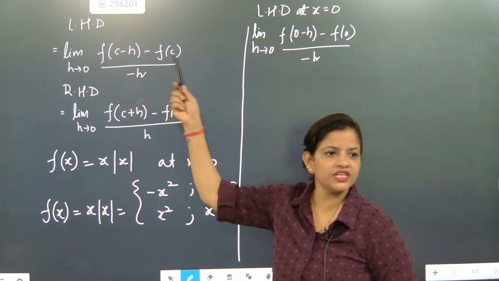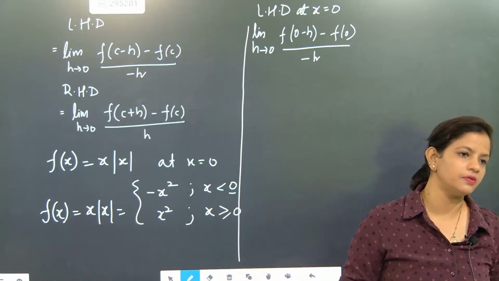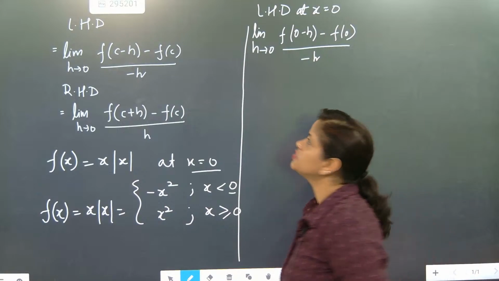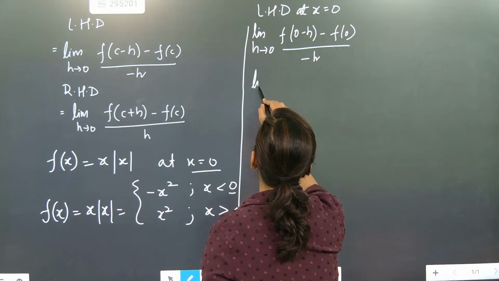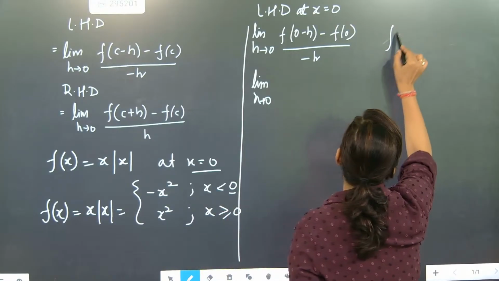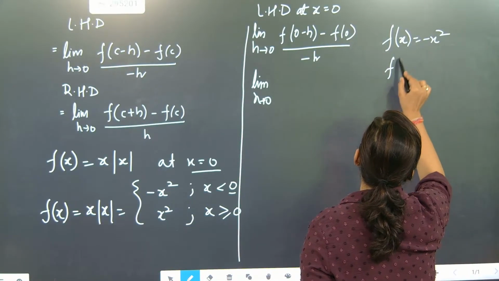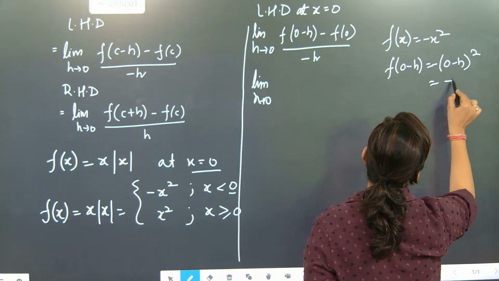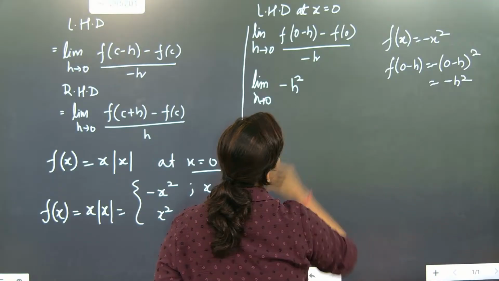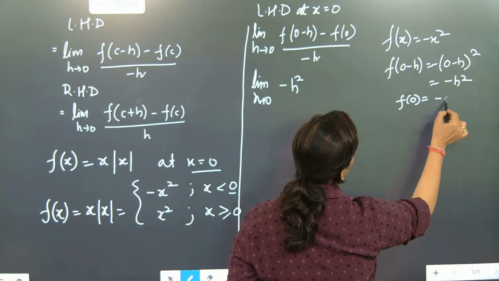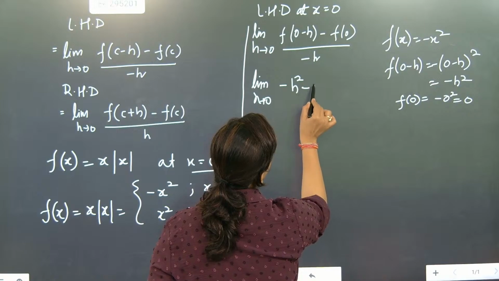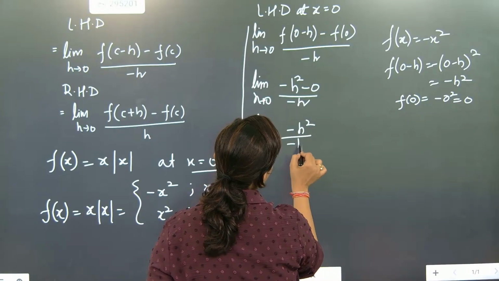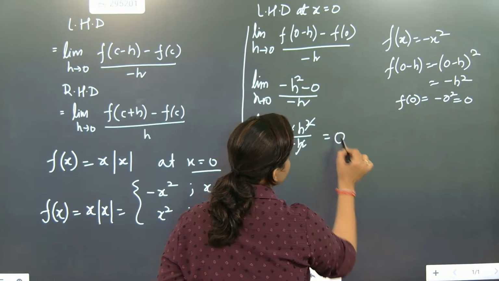Wherever c is there, that will become the critical point, and the critical point here is x equal to 0. So strictly we put x equal to 0 there. For the left side, f of x is minus x square. That means f of 0 minus h will become minus of 0 minus h whole square, so it is coming minus h square. And f of 0 will become minus 0 square, which is 0. So limit h tends to 0 of minus h square by minus h. This and this get cancelled, and the answer is coming as 0.